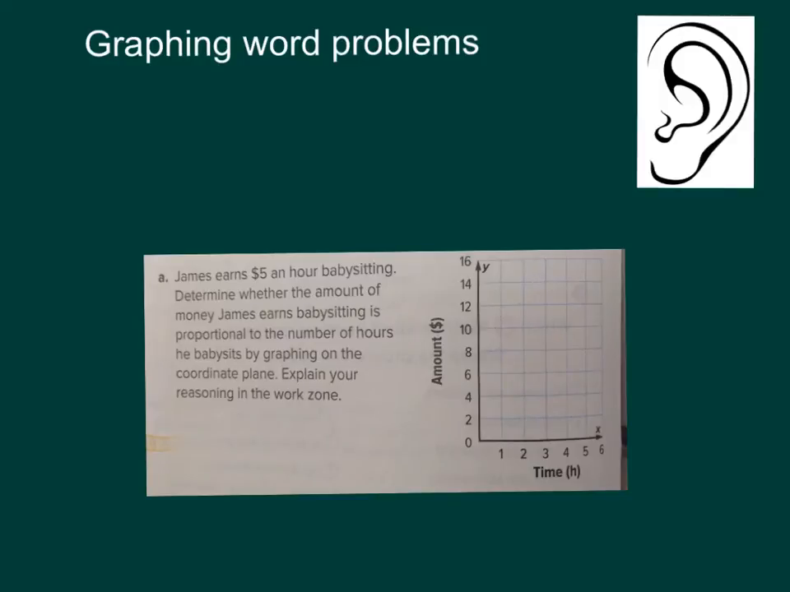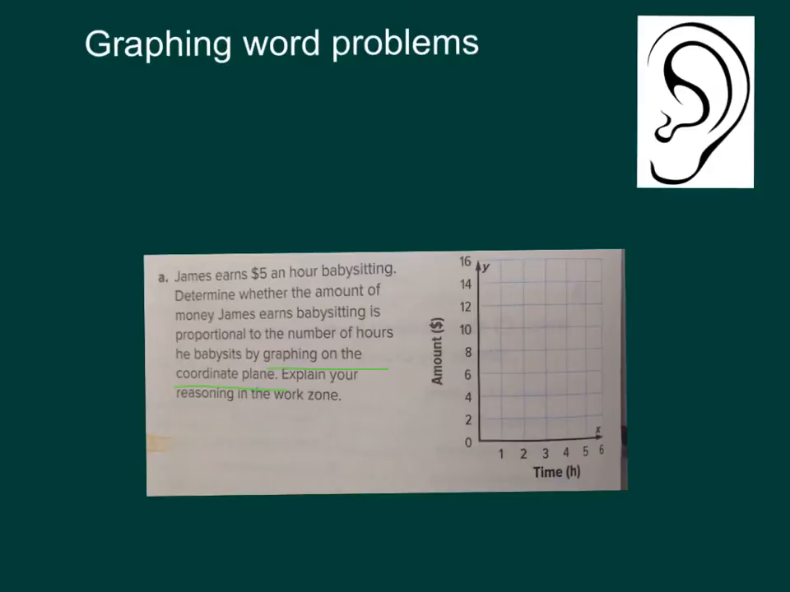We're graphing some word problems. I just have a little listen symbol up here, nothing you need to write in your notes, so let's process our way through this. Here we are looking at this word problem, and we have James earns $5 an hour babysitting. Determine whether the amount of money James earns babysitting is proportional to the number of hours he babysits by graphing on a coordinate plane. Explain your reasoning in the work zone. This graphing on a coordinate plane means you're just going to put this information onto a graph.